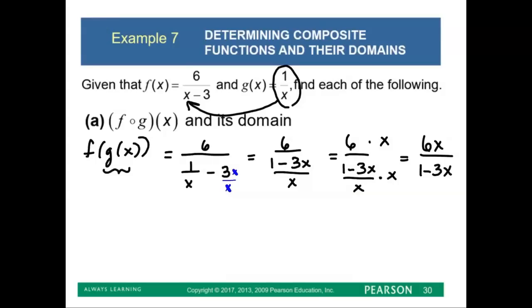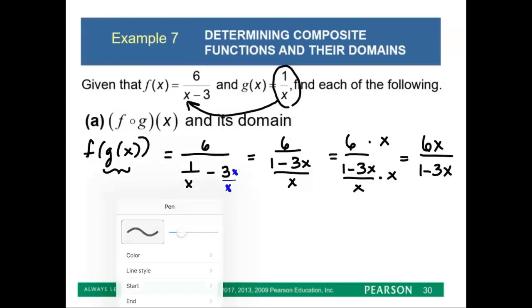Okay, and now looking at the domain for that function, we notice here that the domain for f of g of x is not going to be all real numbers, right? So we have to look at g of x. x can't be 0 because that would make g of x undefined. The domain of f is all real numbers except for 3. So the expression for g of x can't equal 3. So we determine the value that makes g of x 3, and we exclude it from the domain, okay?